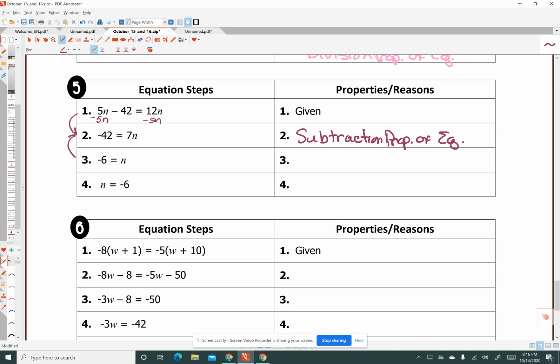Now we need to go from the second step to the third step, and it looks like we need to isolate the n, which is being multiplied by 7. So we need to divide by 7, and whatever we do to one side of an equation or inequality, we do to the other. So since we divided by 7, that would be the division property of equality.